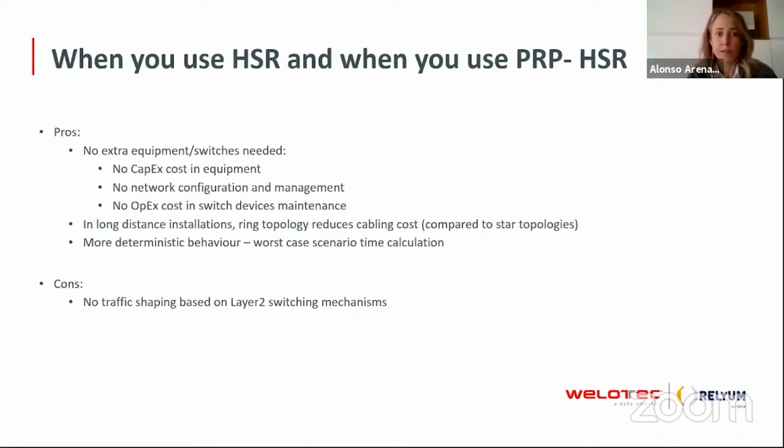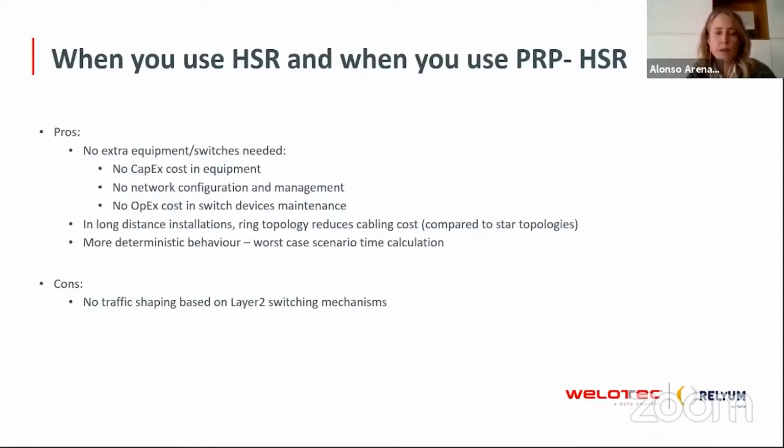No extra CapEx cost in equipment, no engineering cost in having to configure or manage a complex layer 2 network. Because in that case, HSR and PRP are layer 2 protocols, so very easy to configure. And no OpEx cost in maintenance of extra devices, extra switches. So this is one important benefit in terms of cost saving from HSR.